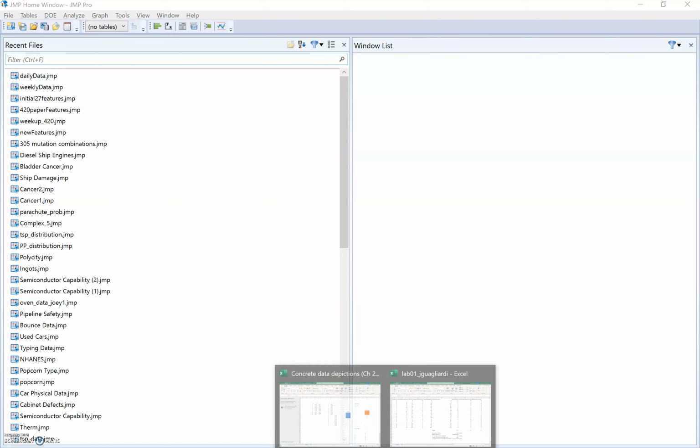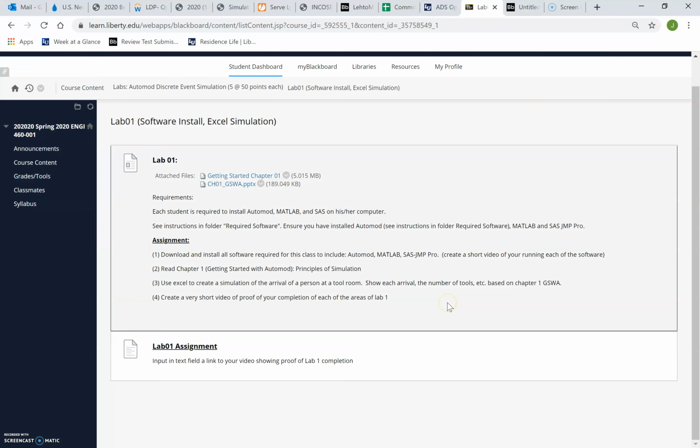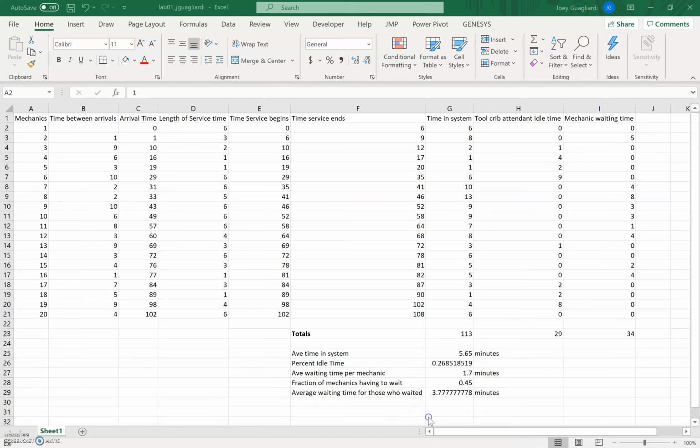In addition to this, part of the first lab was to make a simulation of the arrival of a person at a tool room, similar to the example that was found in the book in chapter 1. So if we go over to my lab 1, you can see that I have number of mechanics equal to 20, just like how the book had it. The time between arrivals, I did a rand between from 1 to 10.